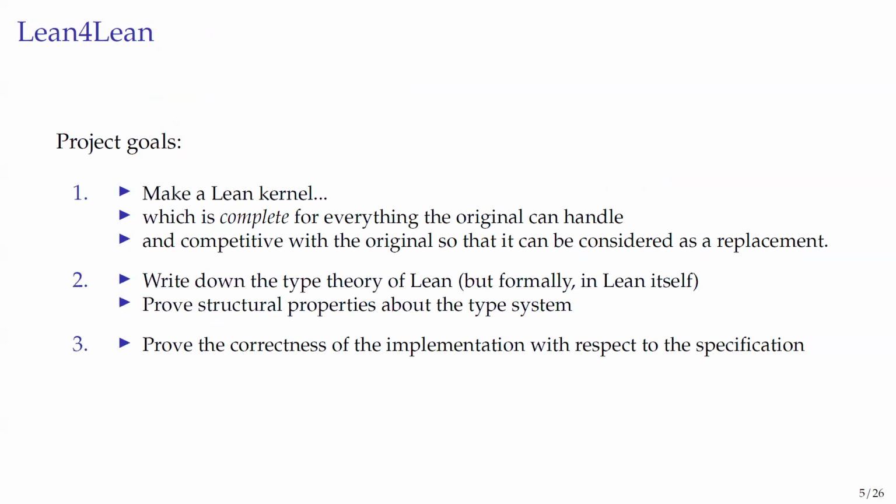So the basic project goals of Lean4Lean are, first, to make a Lean kernel which is complete for everything that the original can handle, and is actually competitive with the original so that it can be seriously considered as a replacement for the Lean kernel. The second part is to write down the type theory of Lean, but formally this time in Lean itself, not just on paper, and prove the structural properties about the type system. And the third part is to prove the correctness of this implementation of the kernel with respect to the specification in the second part.